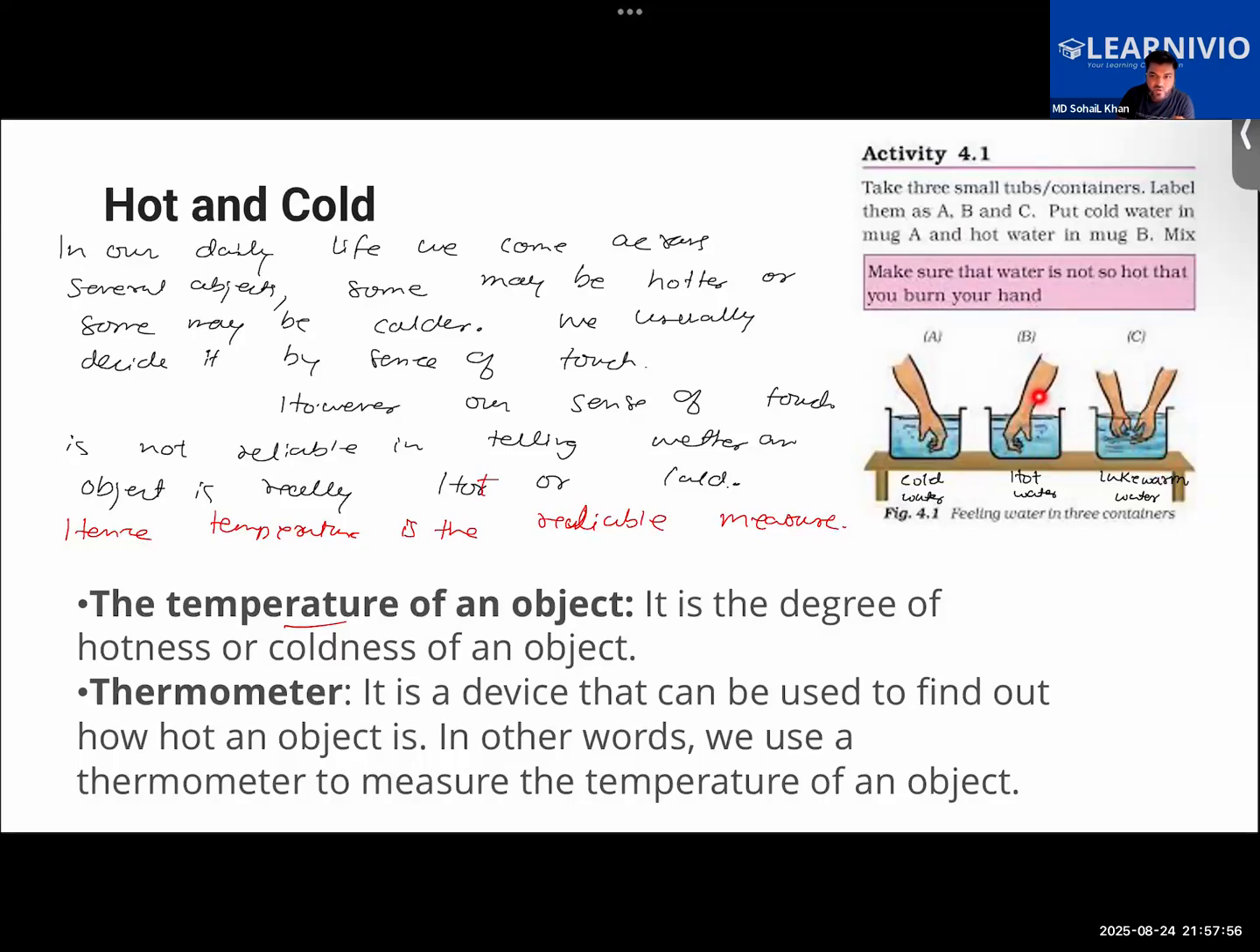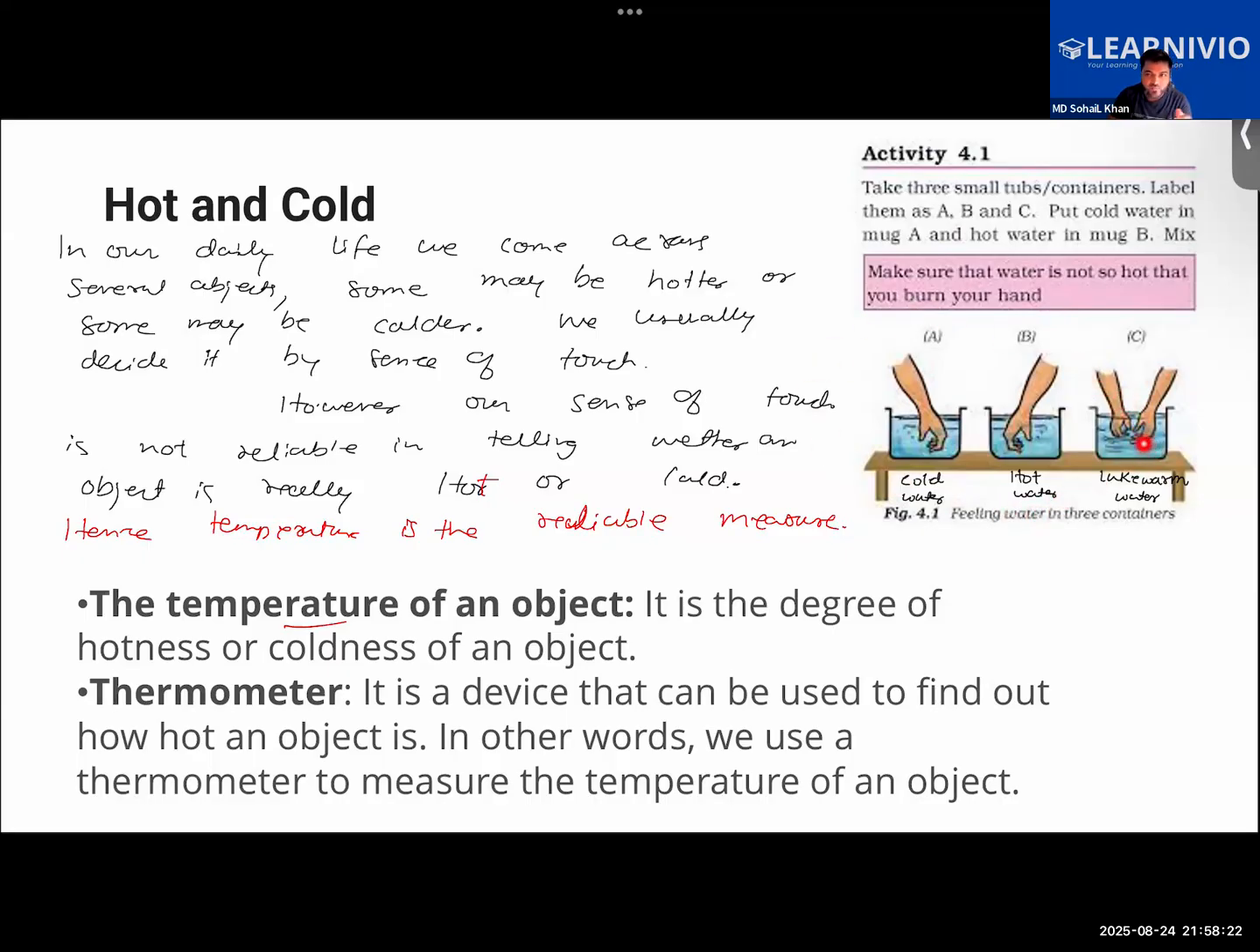So when you dip your hand into the lukewarm water, where will the heat flow from? The heat will now come from your hand to the water, right? So you're losing heat. The decrease in heat in your hand gives the sensation of coolness. The heat transfers from your hand to the water, thereby you feel cold. So your sense is not deceiving.